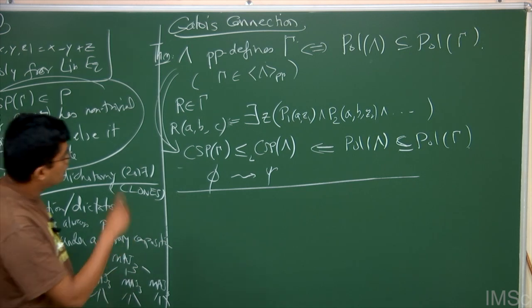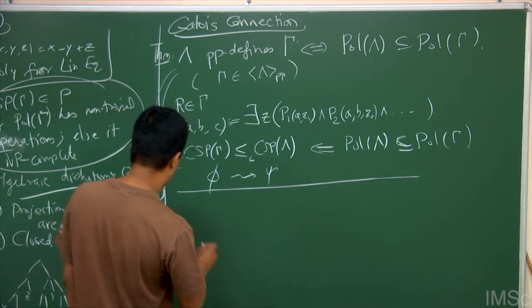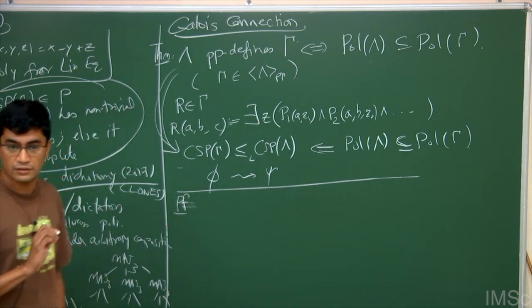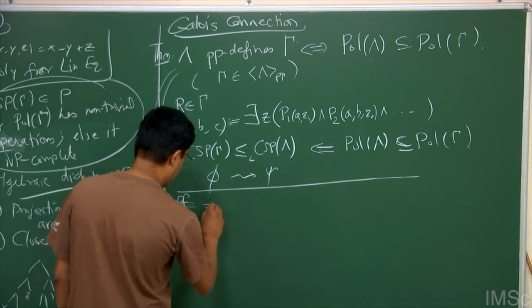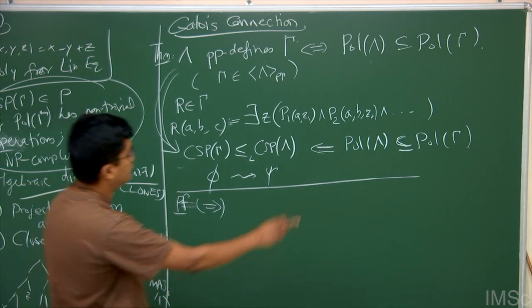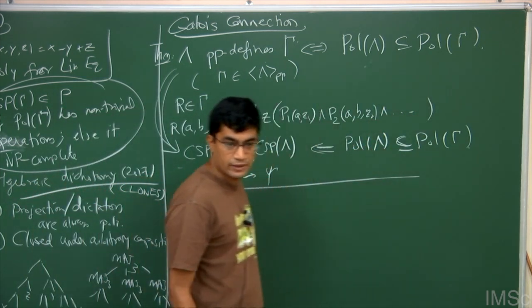Okay, so there are two directions now. So the first, the easy direction. Any questions? Okay, so now let's do the proof, two directions. Obviously, we'll start with the easy direction. If you PP define, then any polymorphism of lambda is also a polymorphism of gamma.